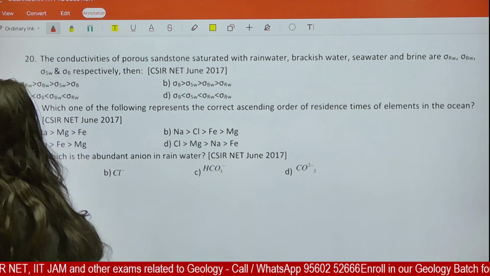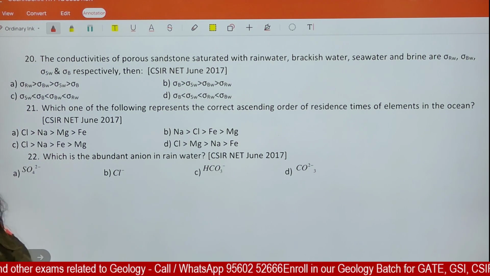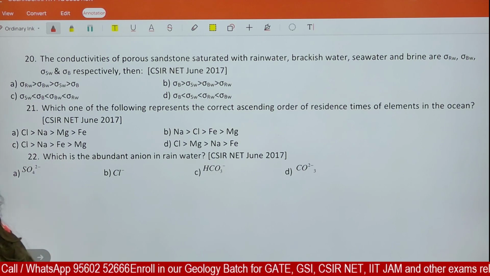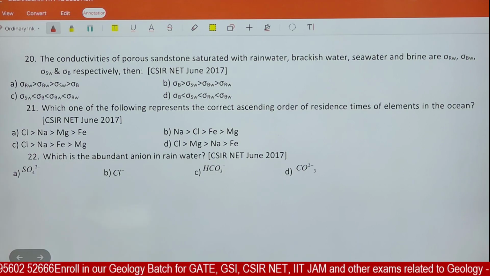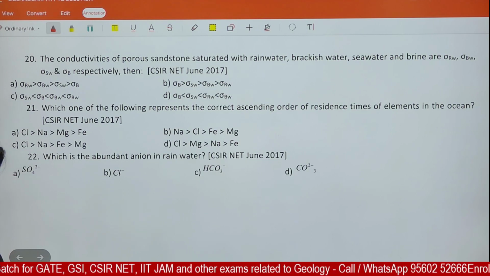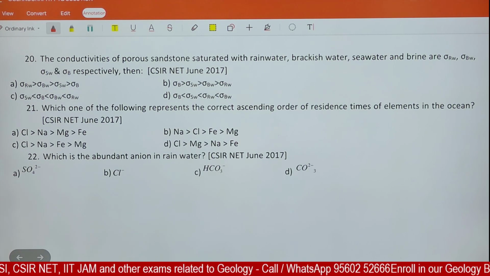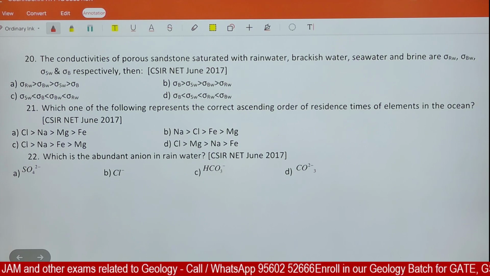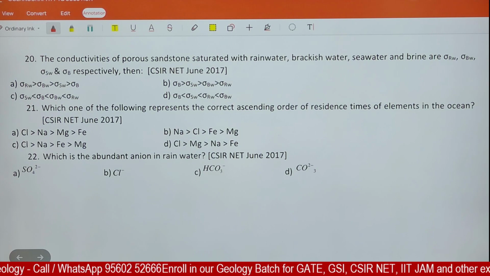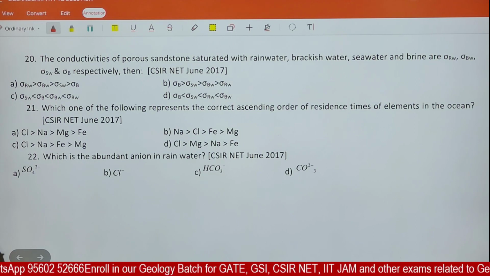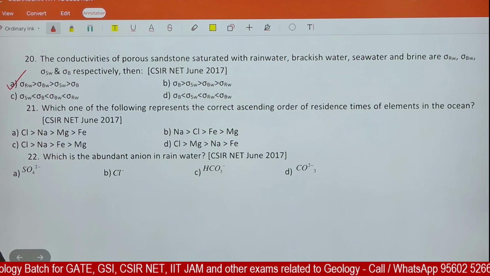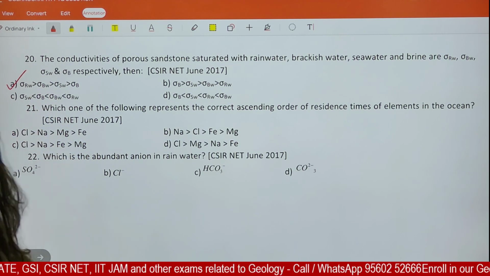The conductivities of porous sandstone saturated with rainwater, brackish water, seawater, and brine are mentioned with these terms. So we need to find the correct conductivity order. We know that the conductivity of rainwater is much higher than that of brackish water, which is higher than seawater, and then comes the brine. So option A will be correct over here.